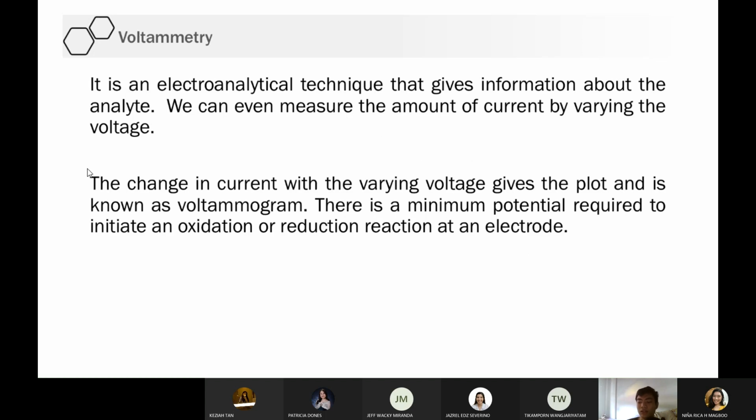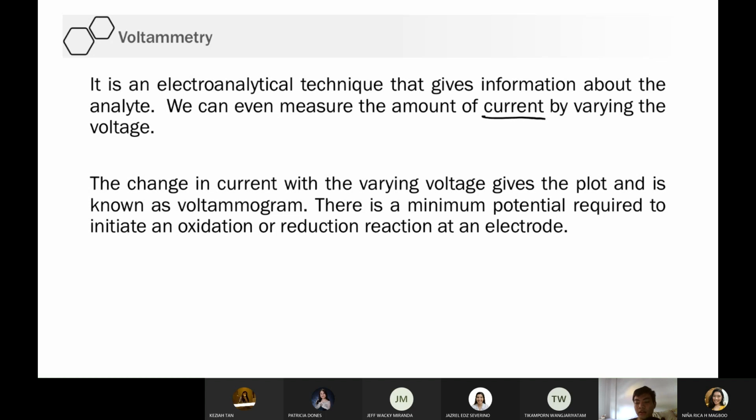And then lastly, we have voltammetry. So earlier, we used cell potential to measure the concentration of our species, right? But for voltammetry, instead of using cell potential, we use the current. Okay. So we use the current.